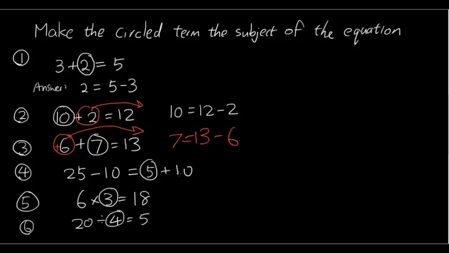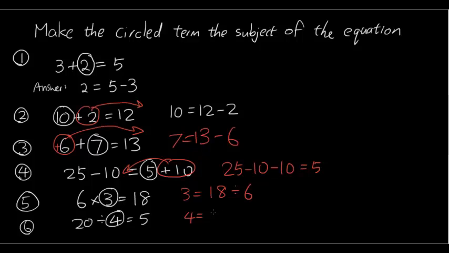We want to make the 5 the subject, so this becomes 25 minus 10, and because we want to make this 5 the subject, we're going to move the 10 to the other side, which becomes another minus 10 equals 5. Okay, and here we have 3 equals 18 divided by 6, and here we have 4 equals 20 divided by 5.